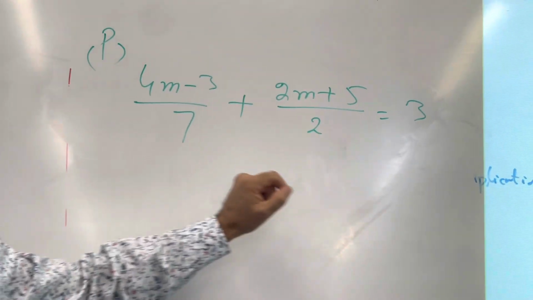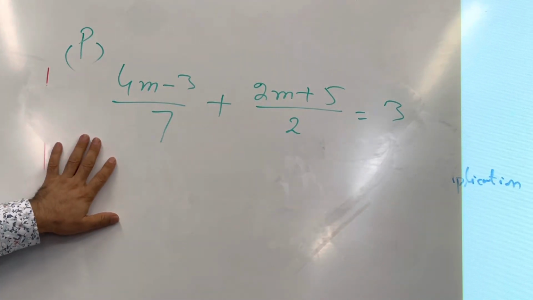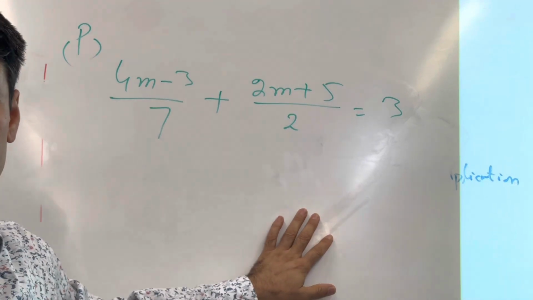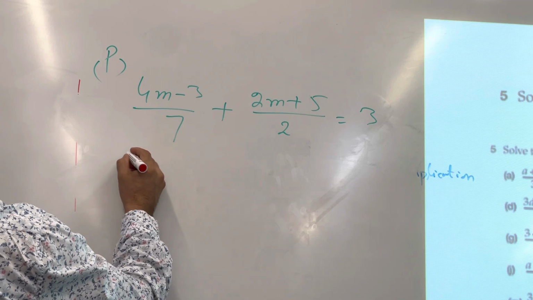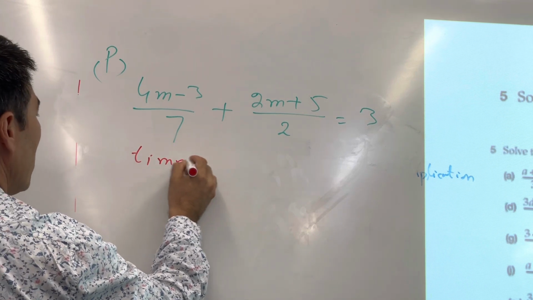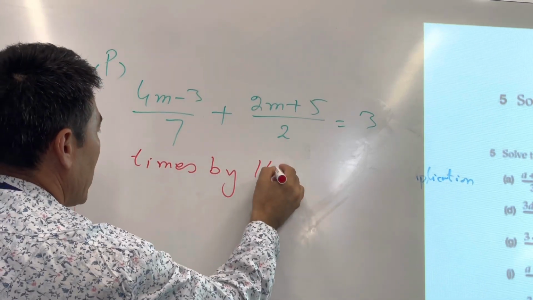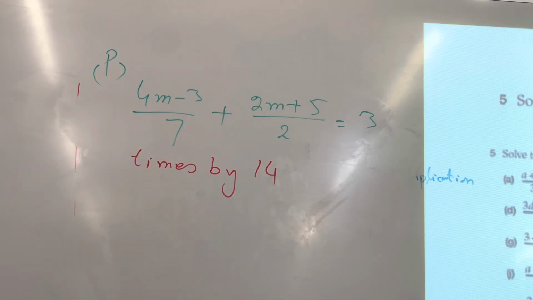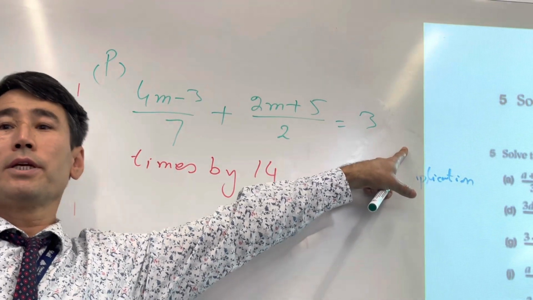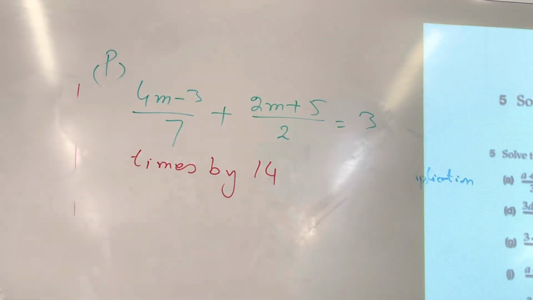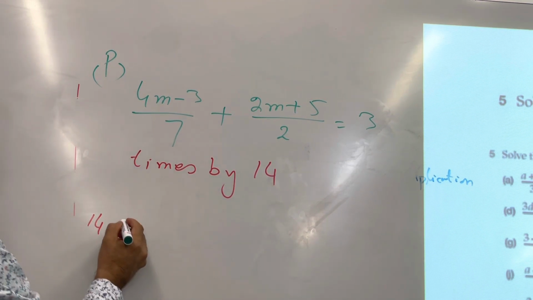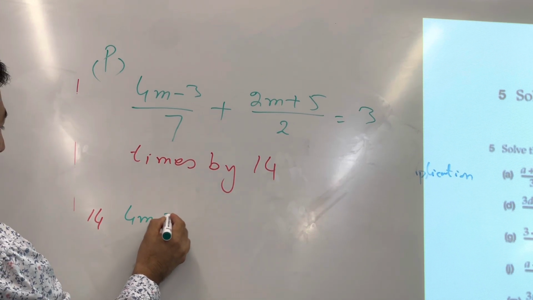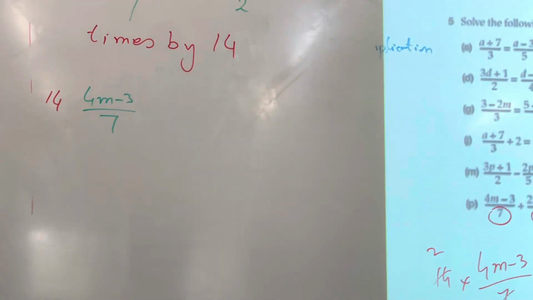14, right? So what we do, we're going to times each term by that number, right? Yes. So the whole equation we will times by that number, by 14 as you said, okay? So we have 3 terms, 1, 2 and 3. So we have to use that 14 3 times. Okay, let's see. 14 on this side with 4m take away 3 divided by 7, right?